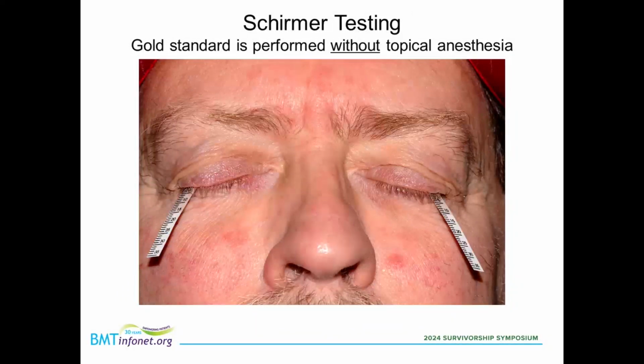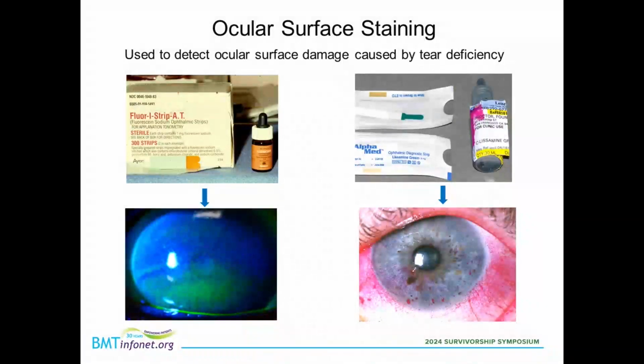So that's how we measure tear production. It's not a great test, but it's a test that we can perform. We can also ask patients, can they cry? Patients who can't cry are not producing tears at all. We also stain the ocular surface.